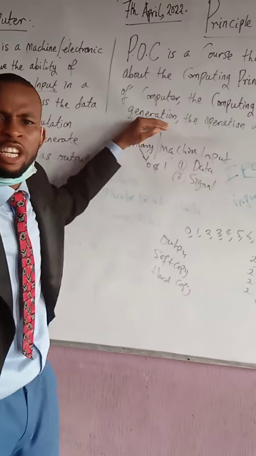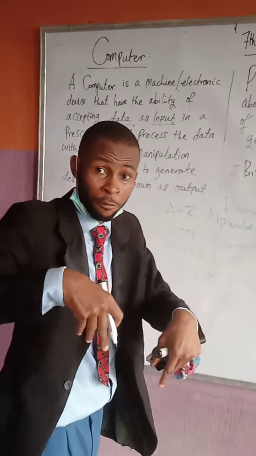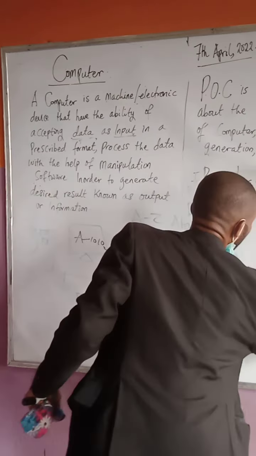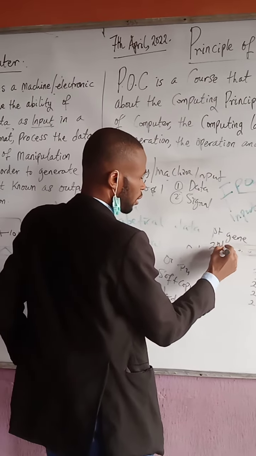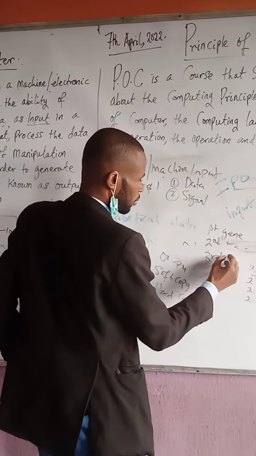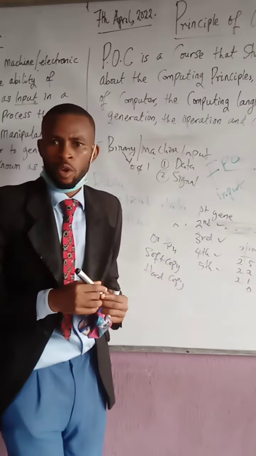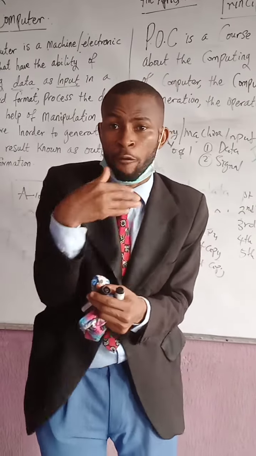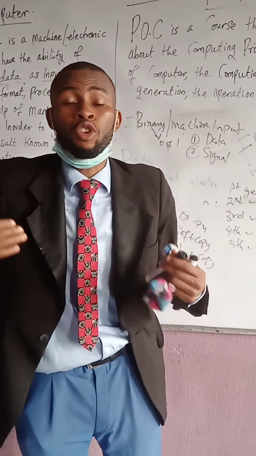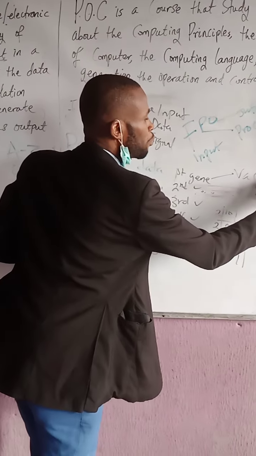The computing generation, the year computer was invented: we have 5th generation computer. Don't forget, we are currently on 4th generation, going to 5th generation. We have 1st generation of computer, 2nd generation, 3rd generation, 4th generation, and 5th generation of computer. The 1st generation of computer was introduced in the 1940s to 1950s. It makes what we call the vacuum tube.